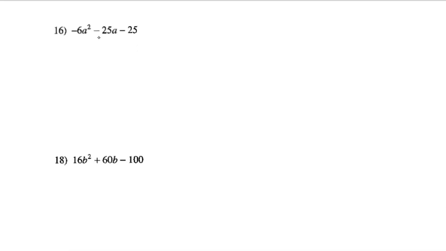Well, first thing I always consider is GCF. So is there a number that goes into 6, 25, and 25 evenly? Not other than 1, but these are all negative. So -1 is a GCF.